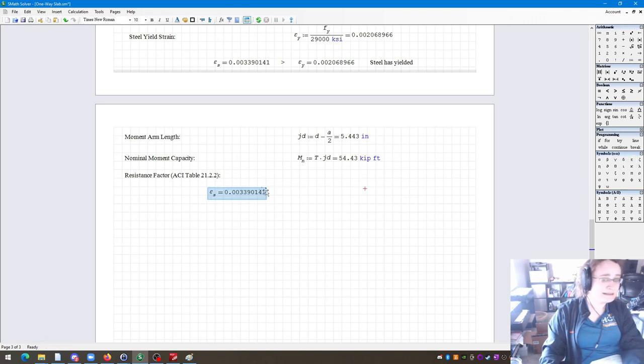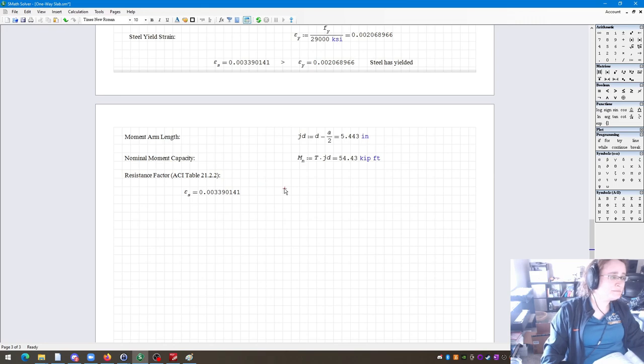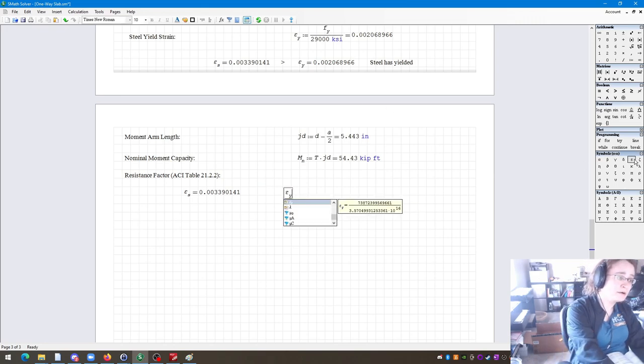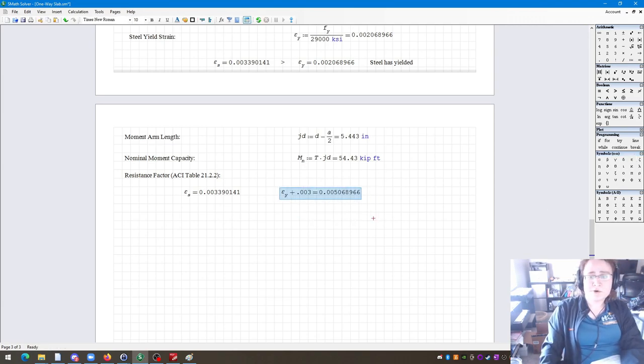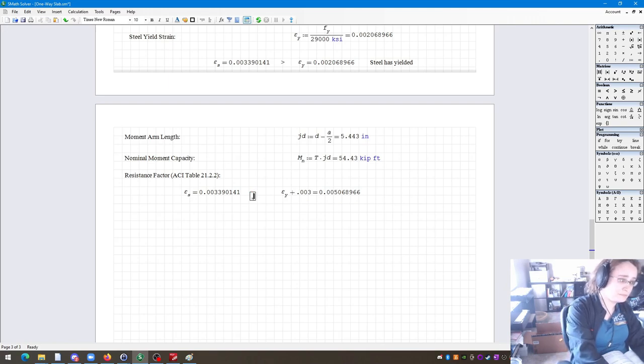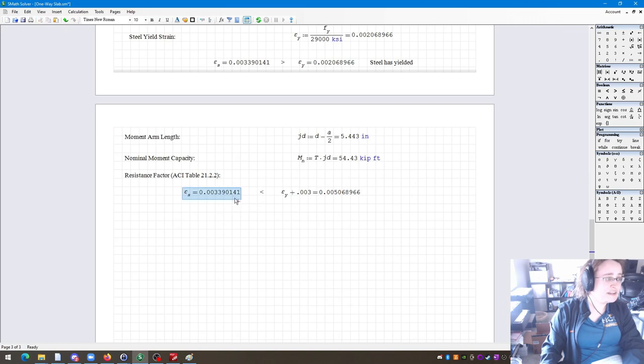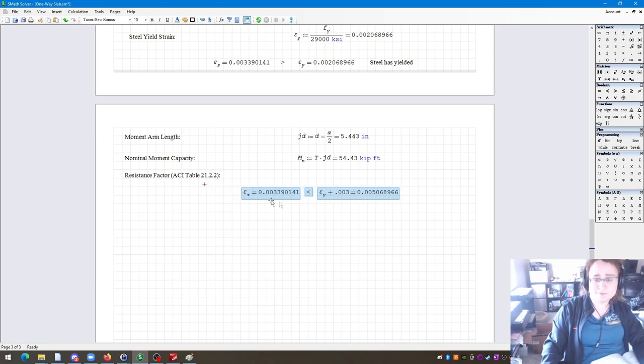So our epsilon s, or as this table says, epsilon t, is this, and epsilon yield, the yield strain of the steel, plus 0.003 is this. So we are greater than the yield strain, but we're not greater than the yield strain plus 0.003. So therefore, we have to do the interpolation for that middle transition region for our phi factor.